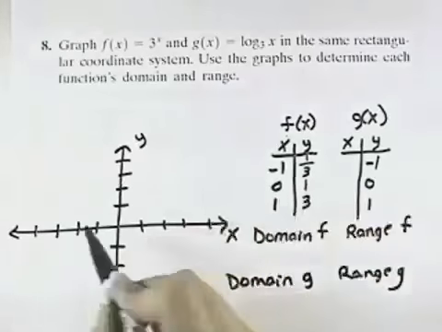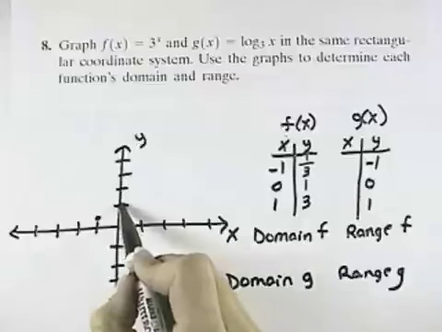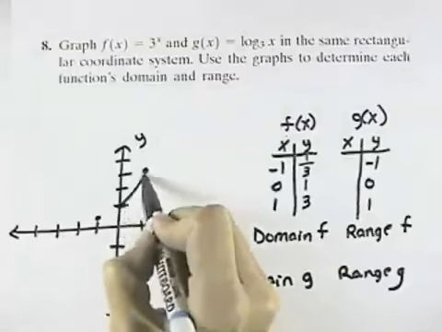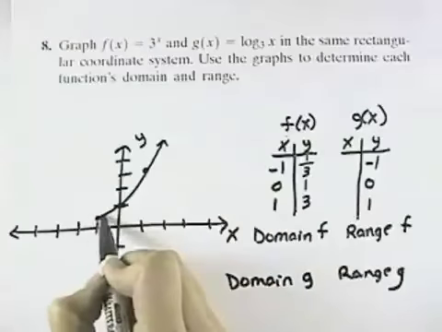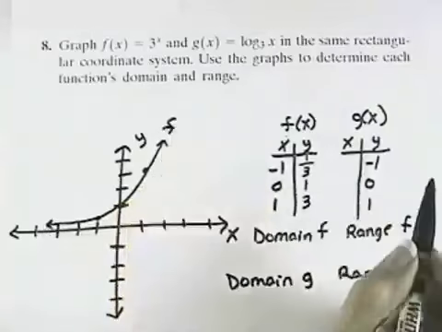So for the first graph, I have the points -1, positive 1/3; 0, positive 1; and 1, positive 3, which tells me this exponential function goes up to the right, which means it approaches the x-axis as a horizontal asymptote to the left. So that would be my function f.